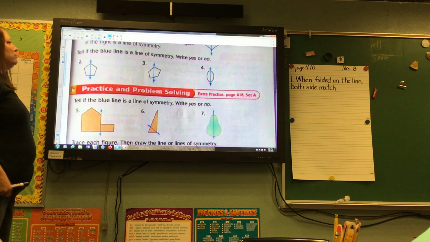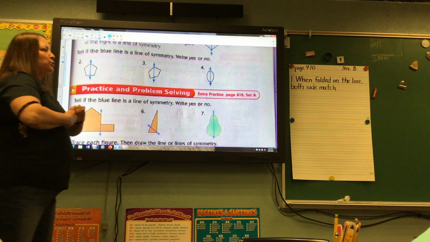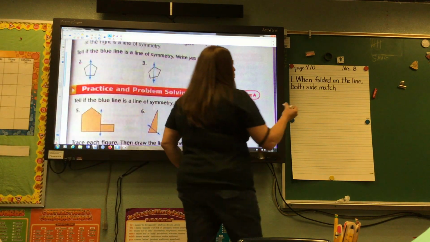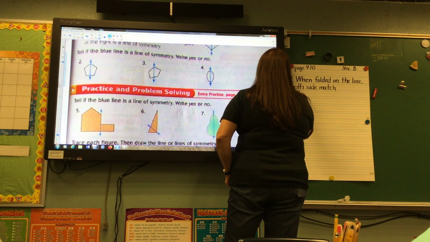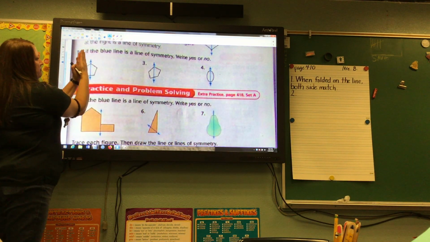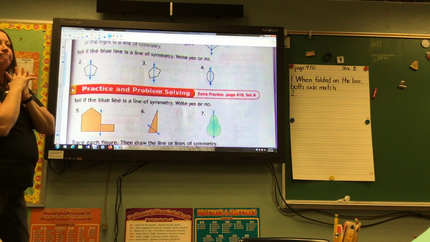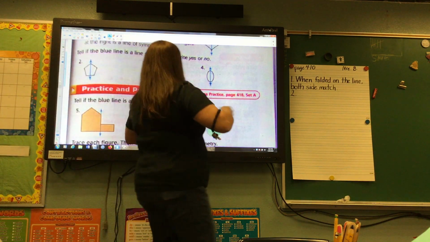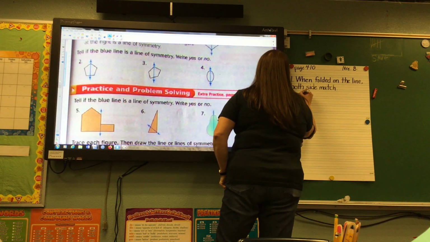And it says, tell if the blue line is a line of symmetry. Write yes or no. So let's look carefully at number 2. If I was to fold it right there, would those match? Yes, they would. Okay. Number 2 is yes, we do have a line of symmetry.